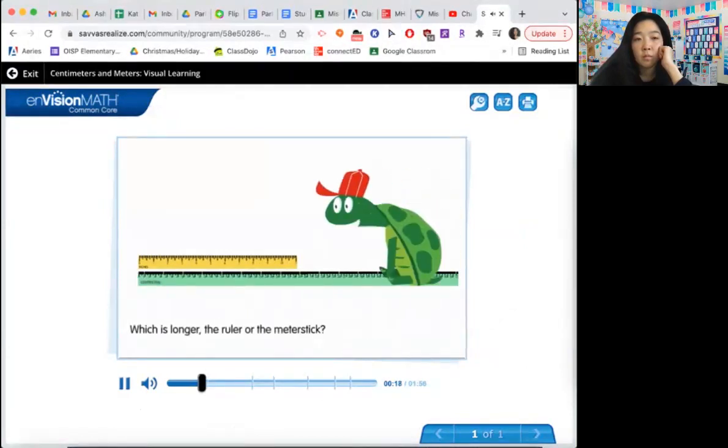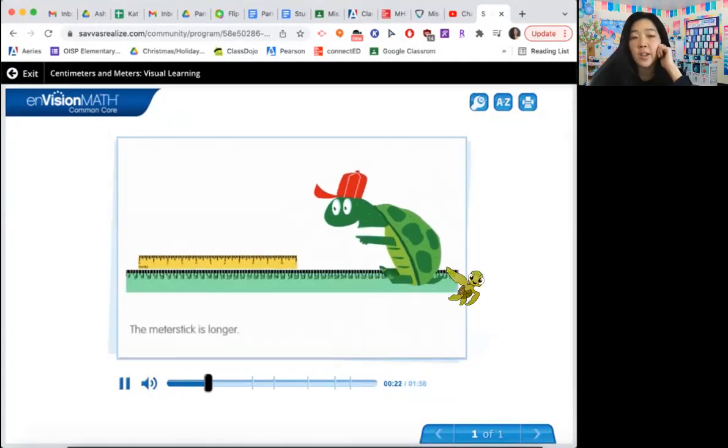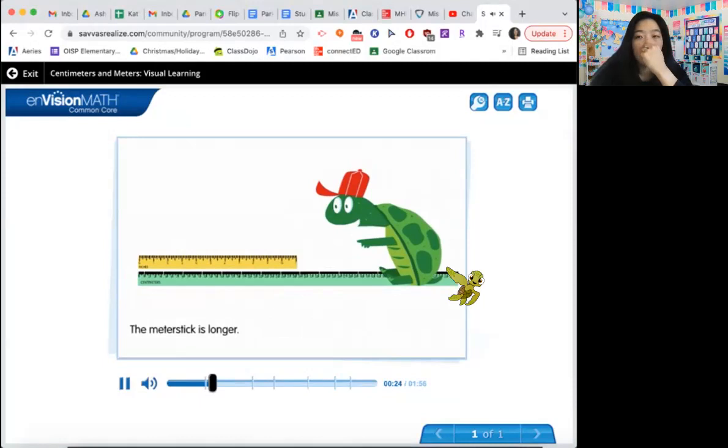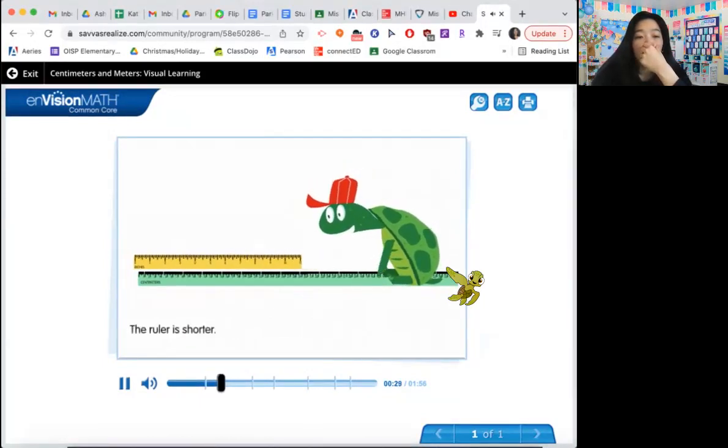Which is longer, the ruler or the meter stick? The meter stick is longer. Which is shorter? The ruler is shorter.